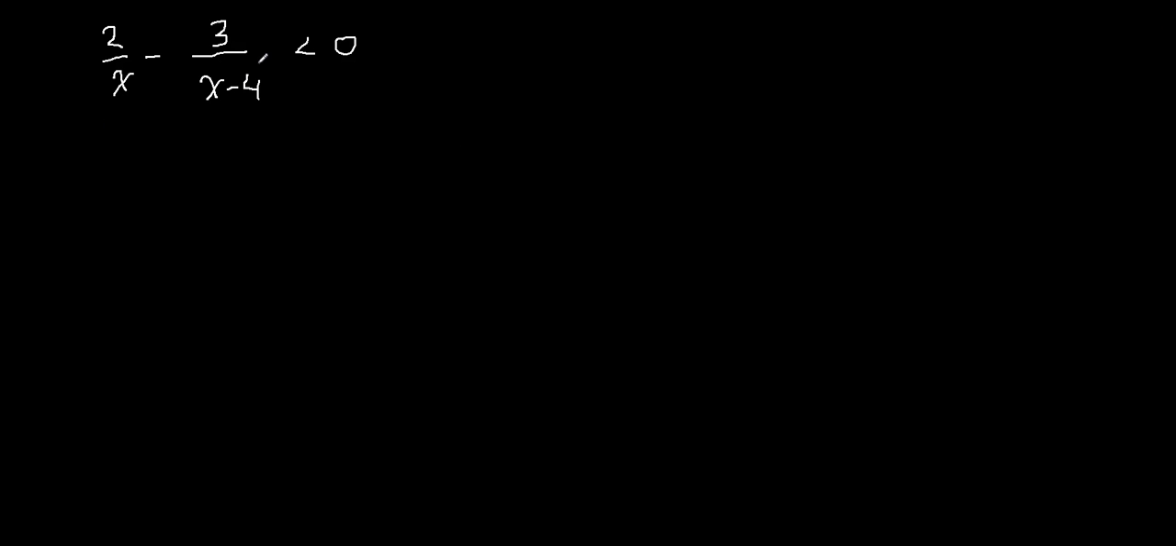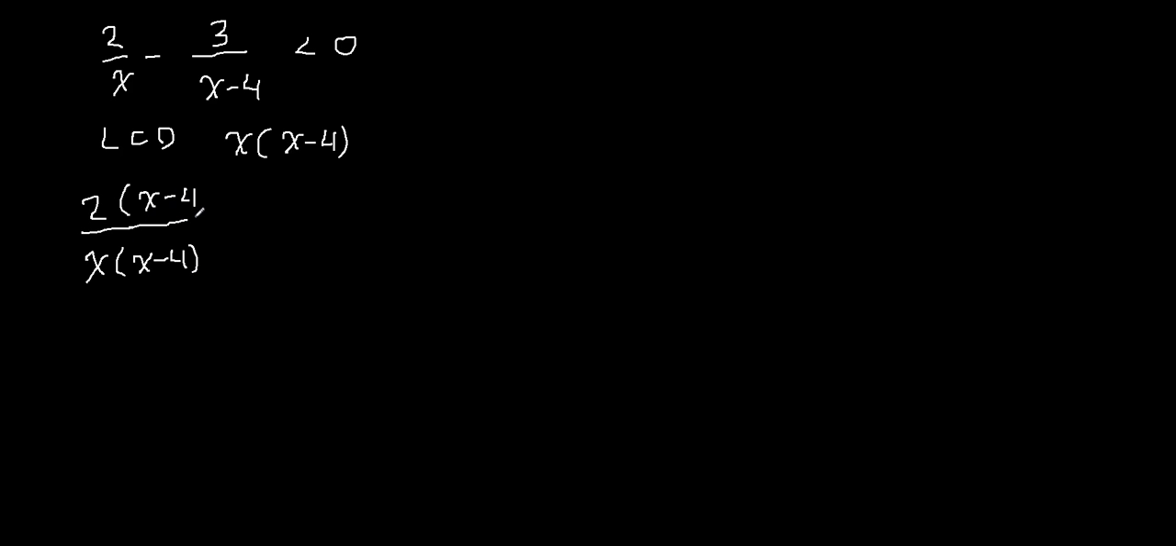So the lowest common denominator is probably these two multiplied together, so x times x minus 4. So what's missing in this fraction, 2 over x? We're missing an x minus 4 at the top, so let's write that in, x minus 4. And then minus 3 over x times x minus 4. We're missing an x at the top, so let's write that in, 3x.